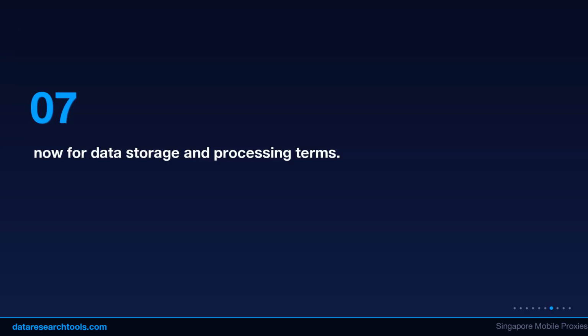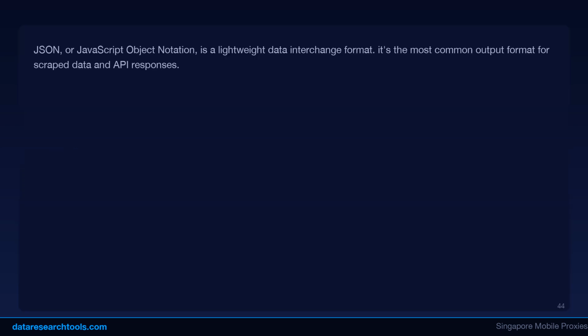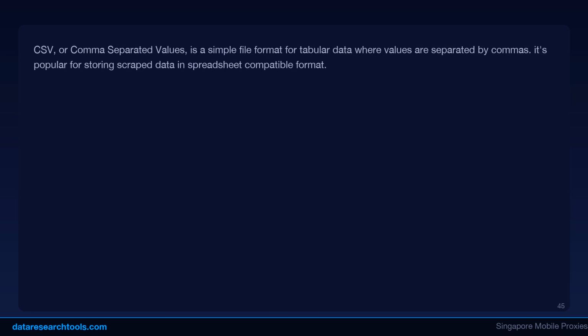Now for data storage and processing terms. JSON, or JavaScript Object Notation, is a lightweight data interchange format. It's the most common output format for scraped data and API responses. CSV, or comma-separated values, is a simple file format for tabular data where values are separated by commas. It's popular for storing scraped data in spreadsheet-compatible format.